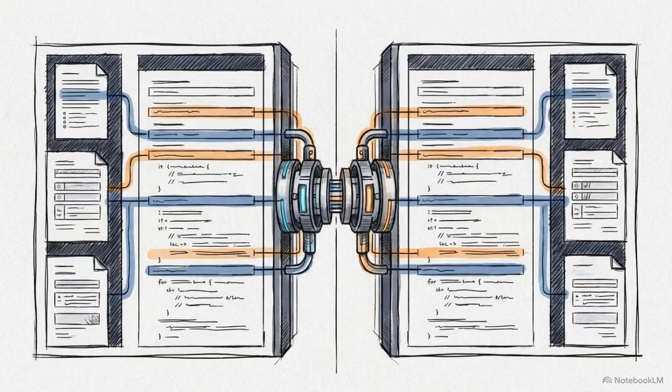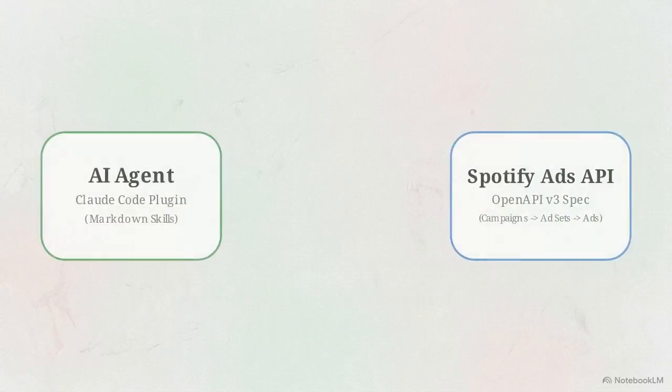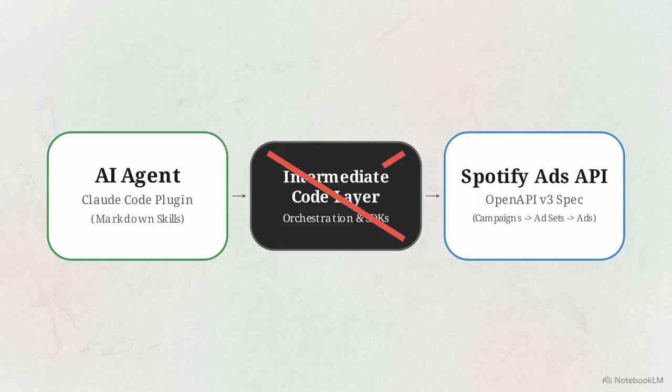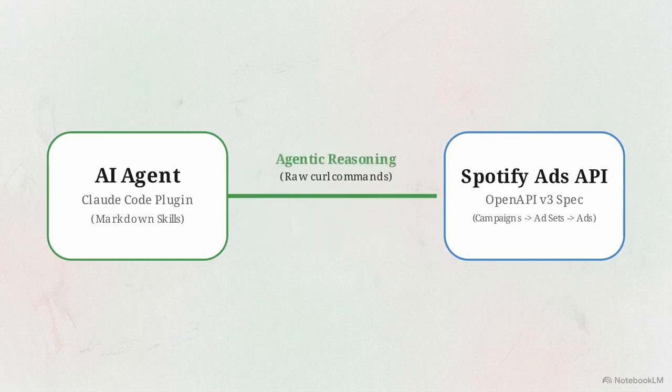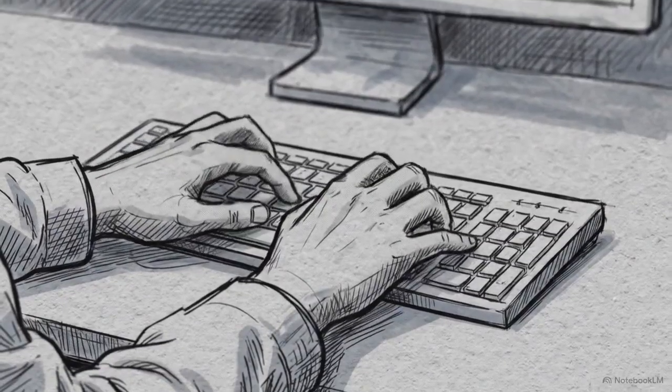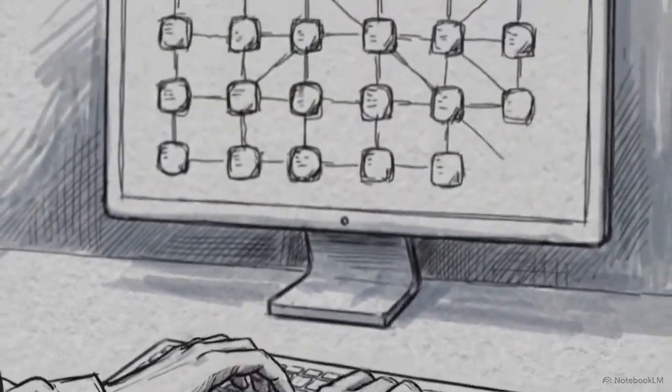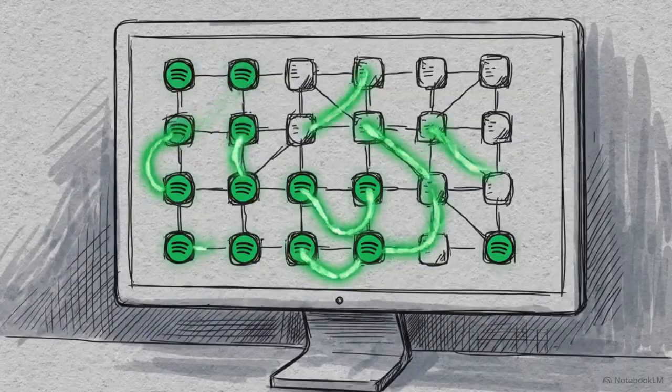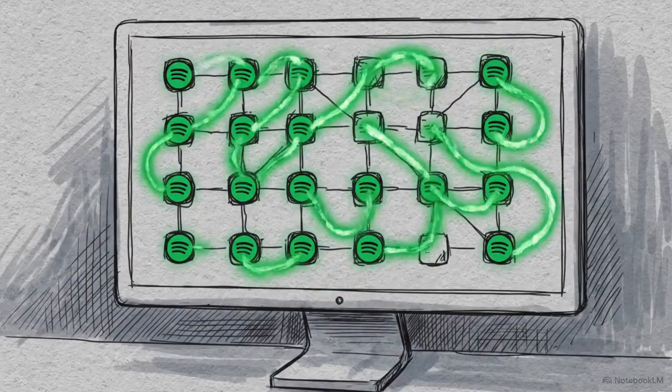The single source of truth for the entire application is the unmodified OpenAPI specification. This architecture provides a functional model for managing complex API integrations without constructing intermediate code layers. Natural language, grounded by explicitly linked and machine-readable documentation, provides a resilient interface for the Spotify Ads API.